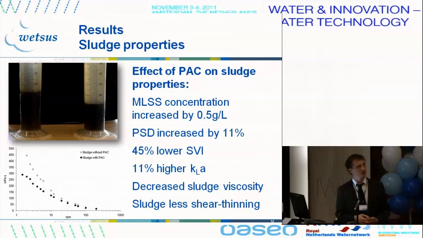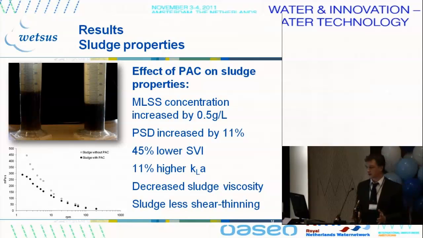Then we looked at the sludge properties. The suspended solids concentration was 0.5 gram higher with the activated carbon. That corresponds to the extra 0.5 gram of activated carbon. So that was fine. Then the particle size distribution: we had a higher average particle size for the membrane with activated carbon. Then we found a 45% lower sludge volumetric index.